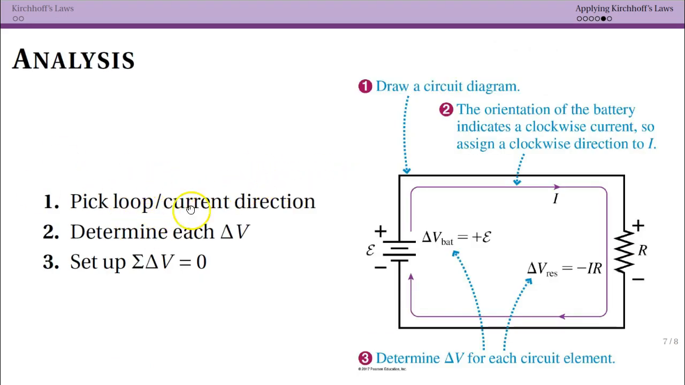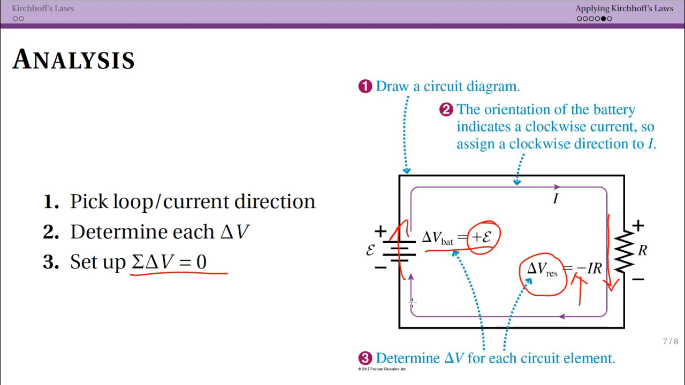So as I've already said, you want to start by picking your loop direction or your current direction. Again, in this case, we only have one loop, so the loop and our travel direction will be the same. Then we want to determine each delta V, and we see that for the battery, because we are traveling from negative to positive, we have positive E. Again, curly E is our EMF of the battery. But then on the resistor, our current is going through the resistor this way, and so we have a decrease, right? Note that minus sign.